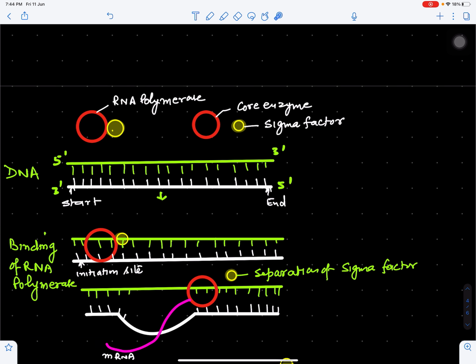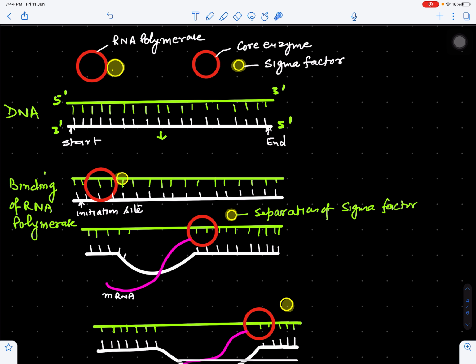Now what happens during formation of RNA? Now we'll study in detail. This is the double stranded DNA, and I have shown the bases which are complementary to each other. So this is the 5' to 3' direction. Now this strand is from 3' to 5' direction. We know one is the template strand which is helping in the formation of RNA.